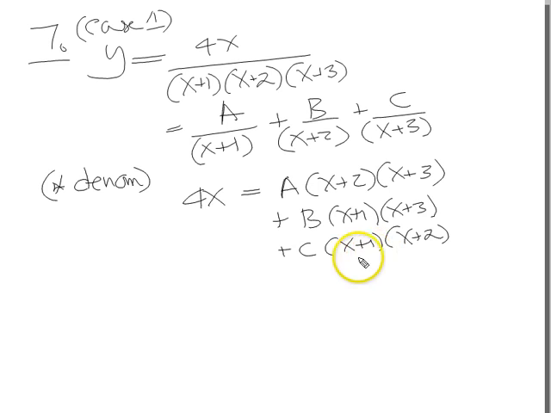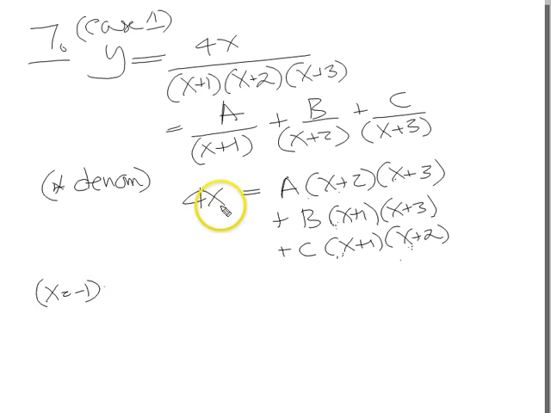So let's try something then. Clearly, if we put in minus 1, these two things will disappear here, and we'll find out what a is. If we put in minus 2, this and this one will disappear. We'll find out what b is. And if we put in minus 3, this and this one will disappear, and we'll find out what c is. So there we go. That's what we do then. So let's try x equals minus 1, shall we?